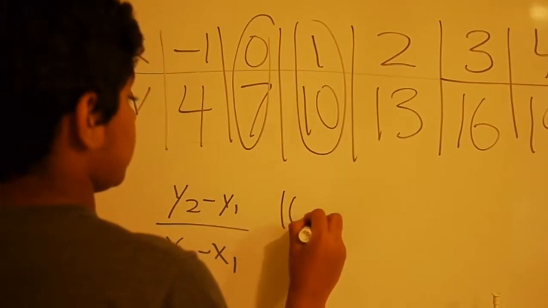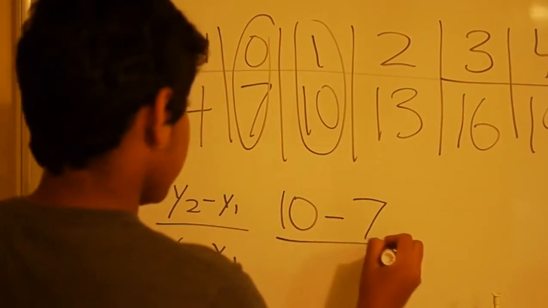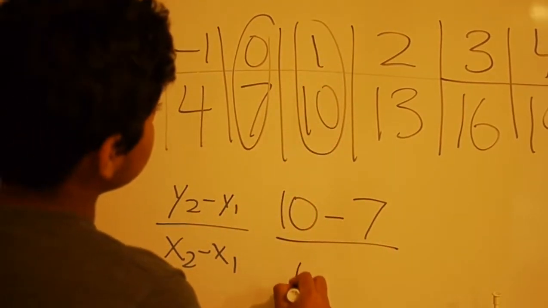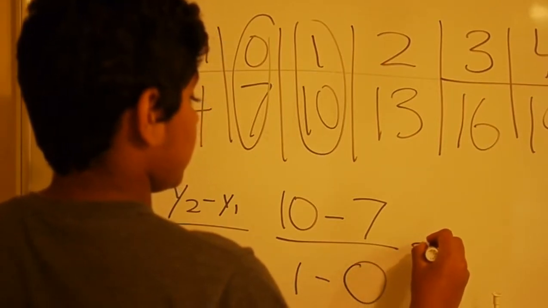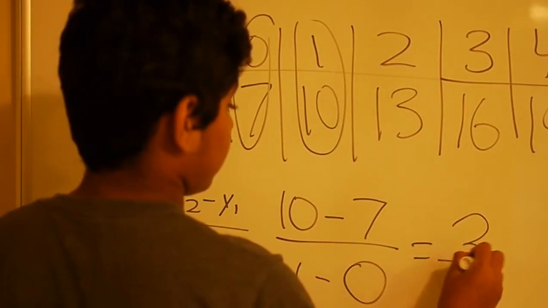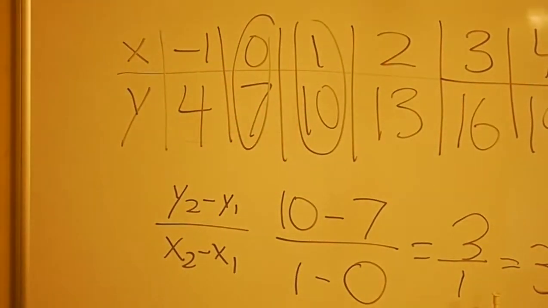So 10 is y2 minus 7, which is y1. And then 1 is x2 minus 0, which is x1. So then solve. 3 over 1 simplifies to 3. That is your rate of change.